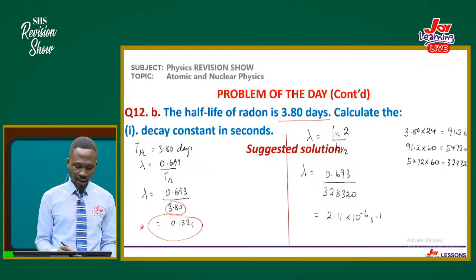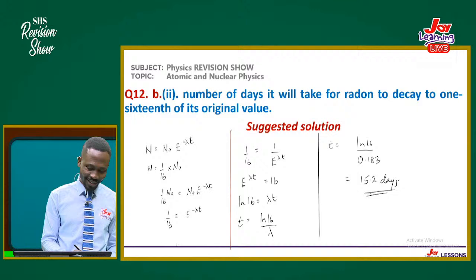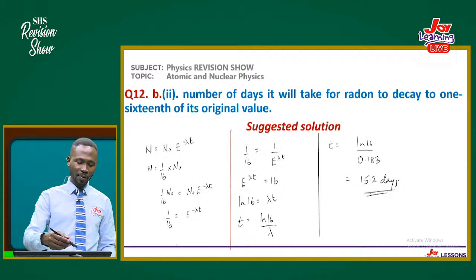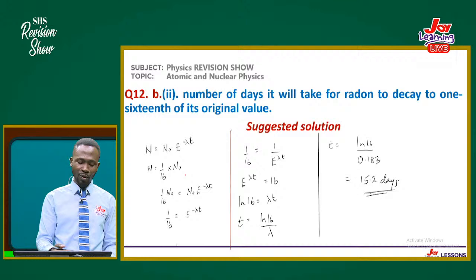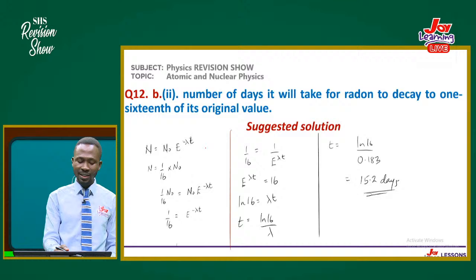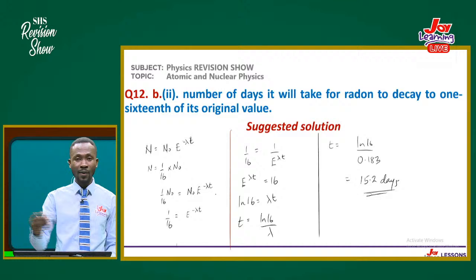I appreciate it. Okay. So he took us through the solution, N equals N naught e to the power minus lambda t. That's what we need. And then we walk through that. And it's quite comprehensive. So we say n equals 1/16 of the original value. The original value is the n naught. So 1/16 of n naught equals n naught e to the power and all that.